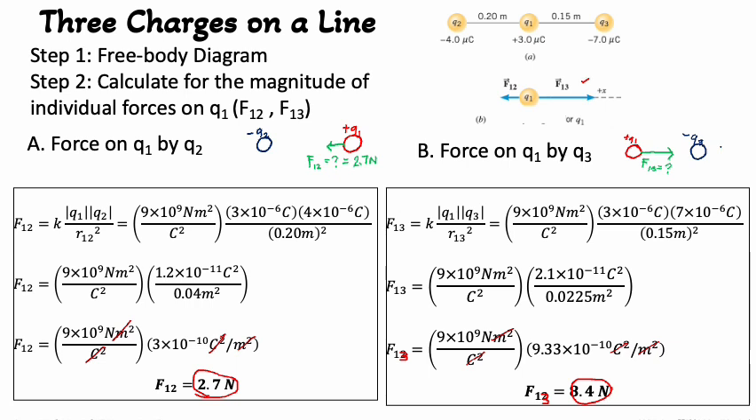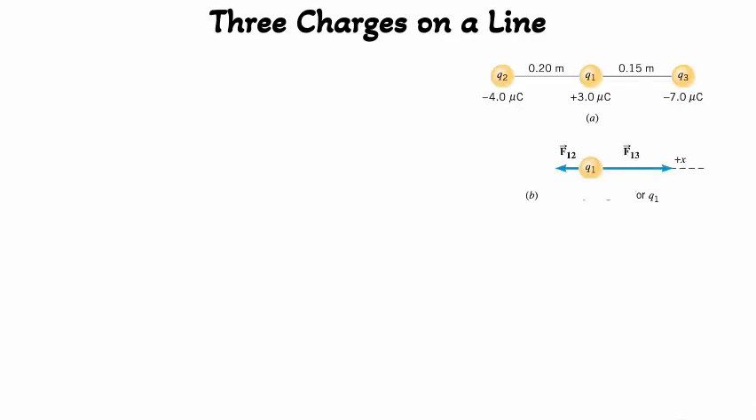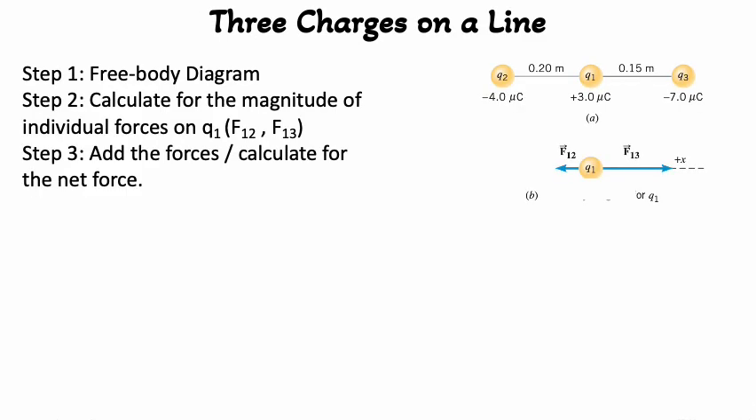So, tama ang illustration na meron tayo. So, F13 is represented by a much longer vector. Okay? Because it has a greater force on Q1. So, we are now done with the second step. Now, for the next steps, we already have the magnitudes, right? For step 2 of the individual forces, F12 and F13. Now, we can add them together to calculate the net force.